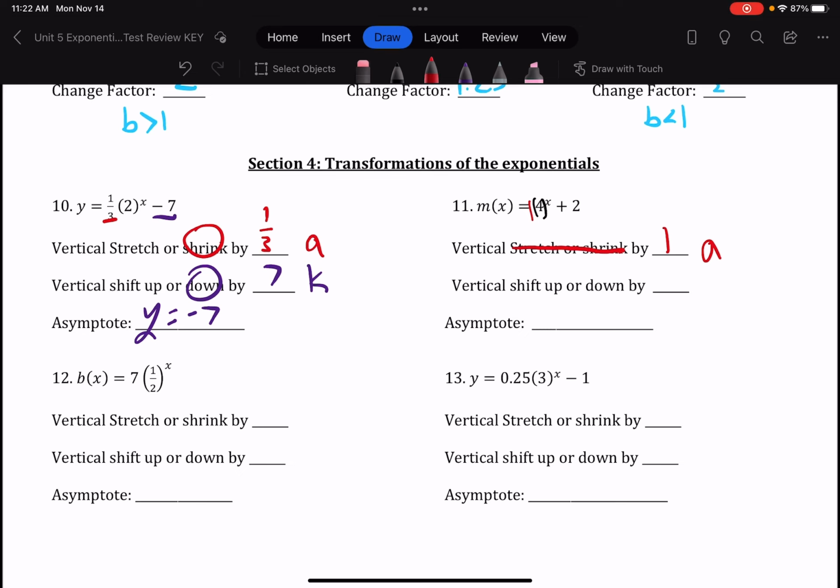Then I'm going to have a vertical shift up or down by 2. This is positive, so it's going to be a vertical shift up by 2. And my horizontal asymptote is at y equals 2.